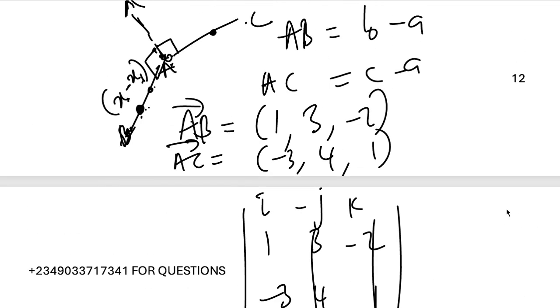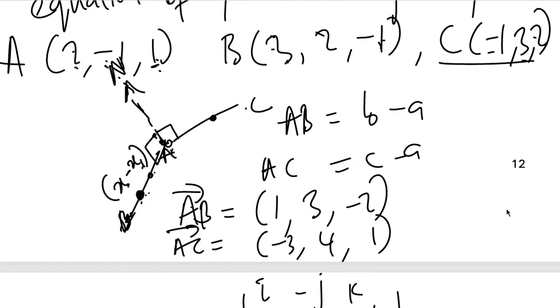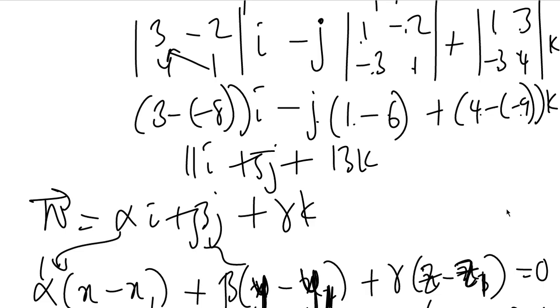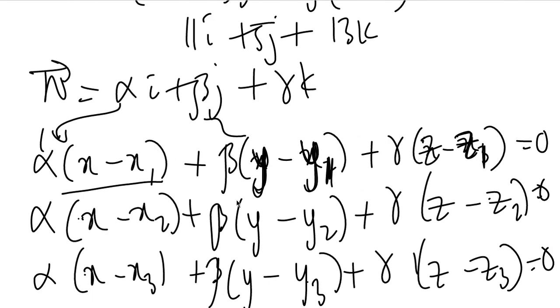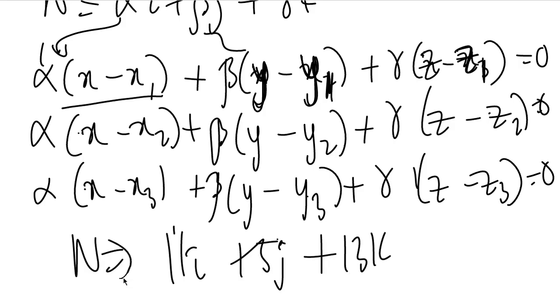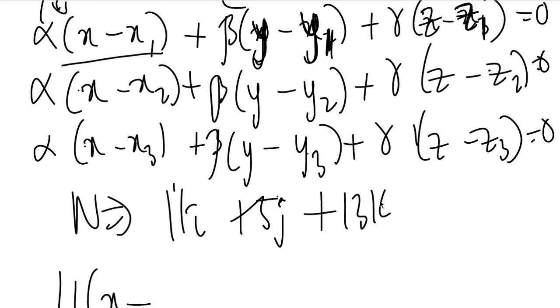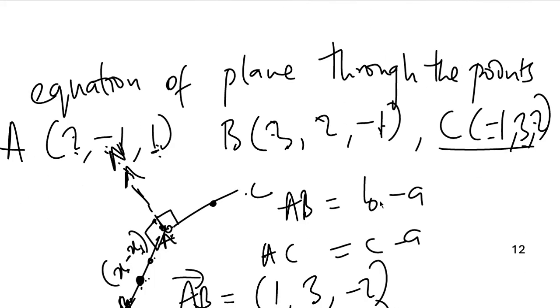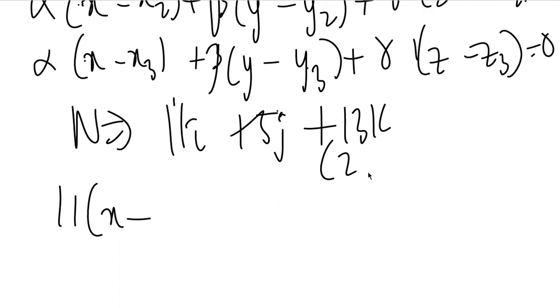For example, we can take the first point, 2, negative 1, 1. If we take 2, negative 1, 1, we have 11i plus 5j plus 13k. This is the normal vector. So the equation is simply going to be 11 into x minus, remember we are taking the first point, which is A, 2, negative 1, 1.